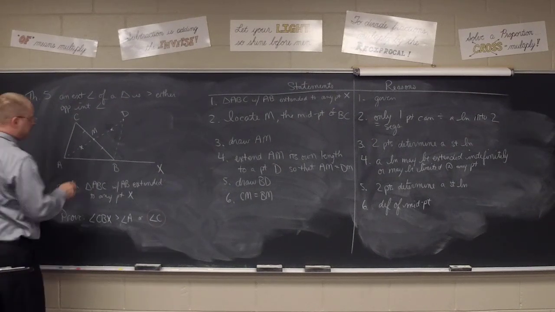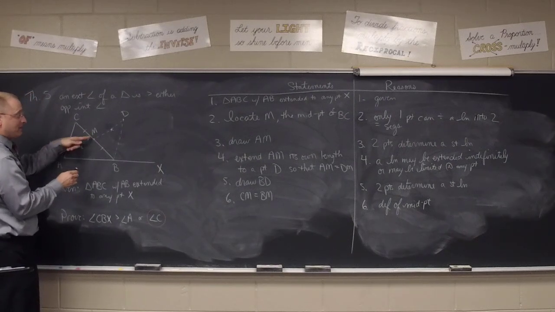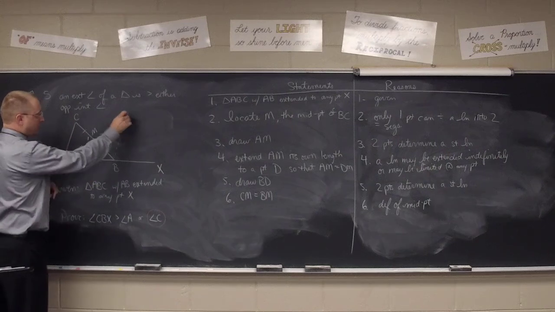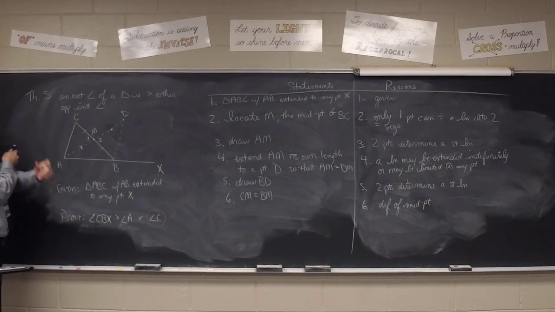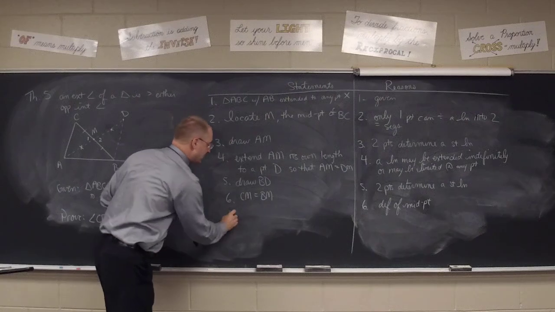For instance, I want you to call this angle 1 right here, angle AMC. And right here, angle DMB, I want you to call it angle 2. Thoughts on angles 1 and 2? Dylan? They're equal. Why? Because they're vertical. Because I have vertical angles.